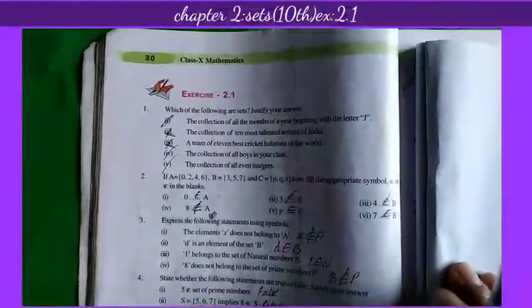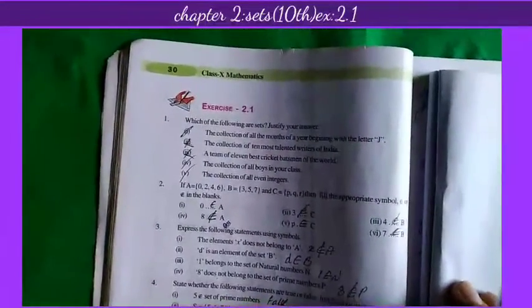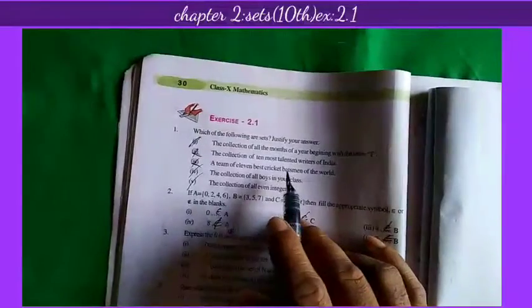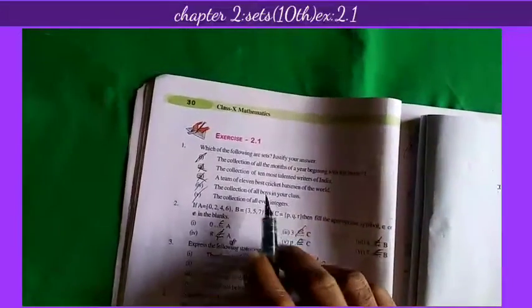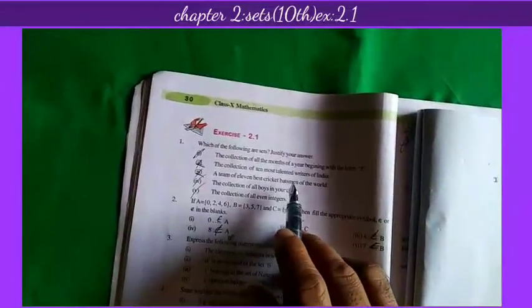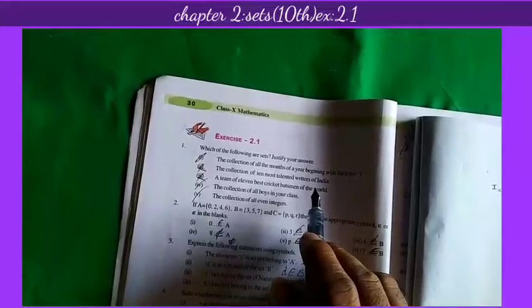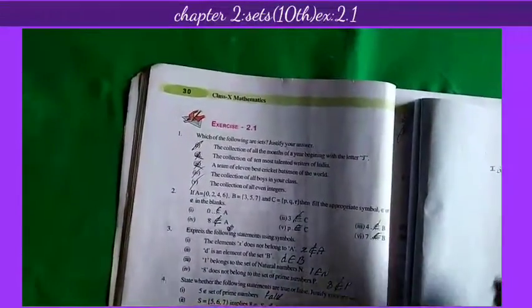What is the word used here? Most talented. What does it mean? We can't determine it well. So the collection of 10 most talented writers of India, we cannot accurately define it. So it is not a set.